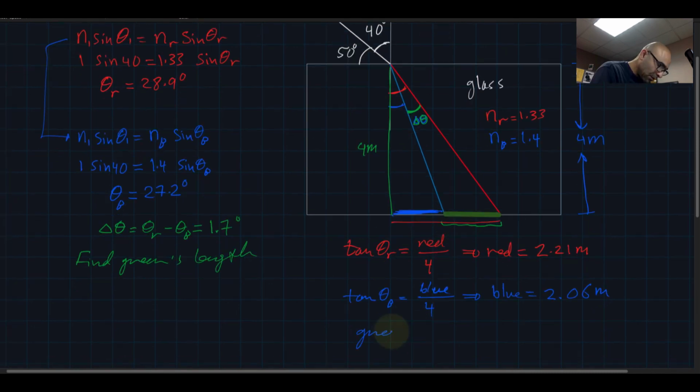Now, if you want to find the green, just subtract the blue from the red. So the green distance or length is equal to the red, which is 2.21, minus 2.06, and this is almost 0.15 meters. All right, and that's it for this problem.